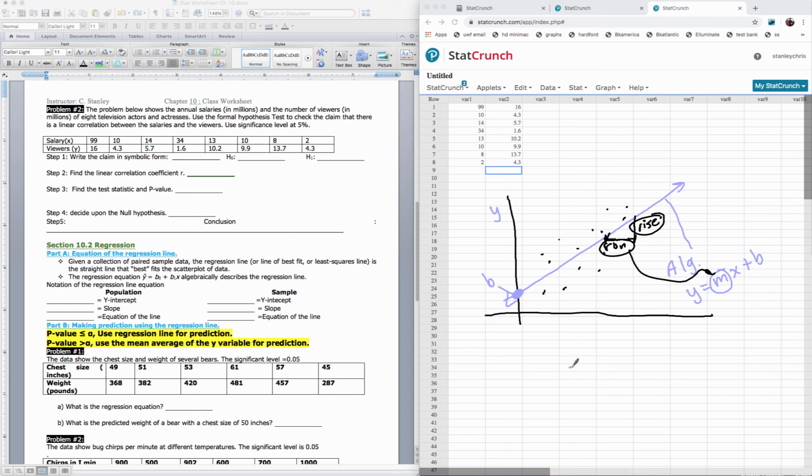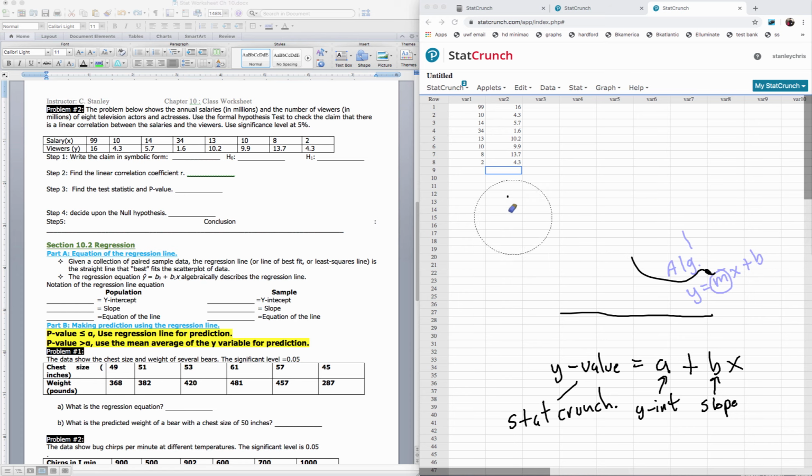But in statistics, we do it a little bit differently. We write y equals a plus bx, where now b is your slope and a is your y-intercept. And it's fine because StatCrunch is just going to find this. So we just have to learn how to use it. It's pretty easy to do.